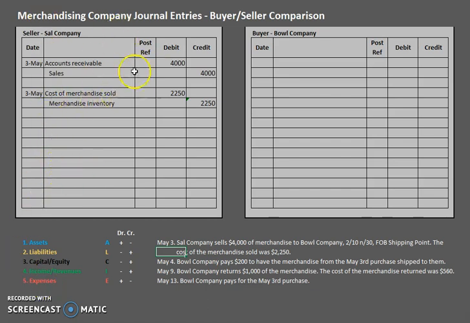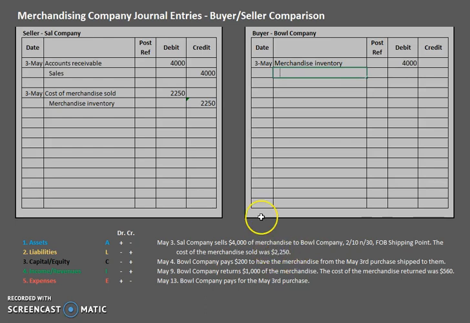Okay, now that we've done the seller's side, let's move over to the buyer's side. Think of it from the buyer's perspective. What are they doing? They are ordering inventory. So what's happening to their merchandise inventory? That asset is going up, so that would be a debit to merchandise inventory for $4,000.